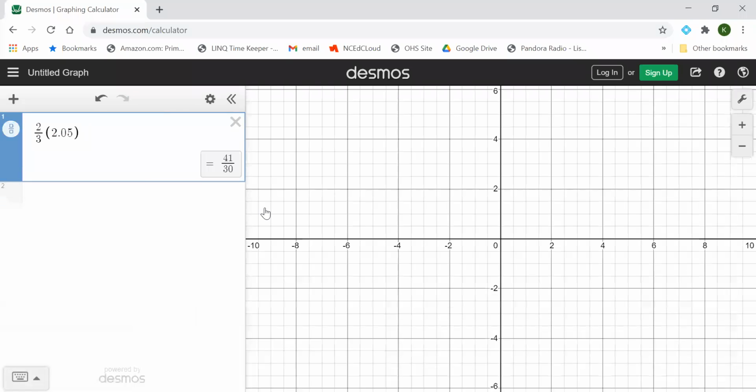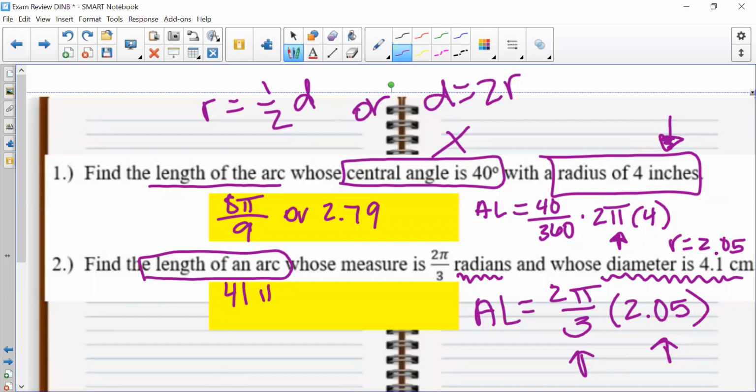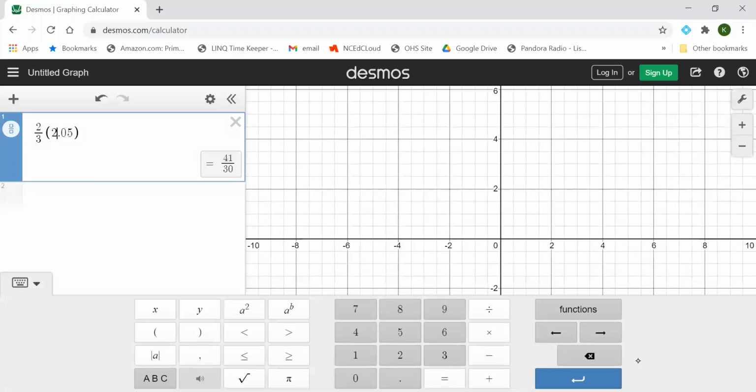And they may do that as a fraction. They may do it as a decimal. So this one, they could say 41 pi over 30. Or they could just go ahead and type everything in and do the decimal. So let's go back and type the pi in with that. All right, 4.29.